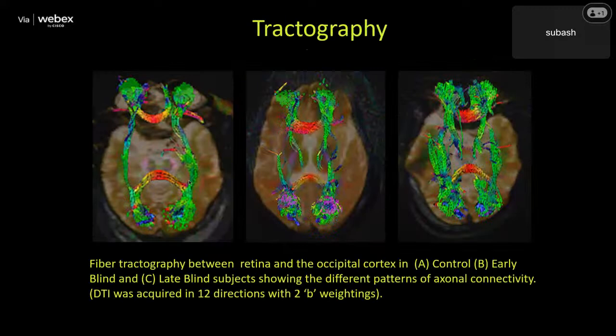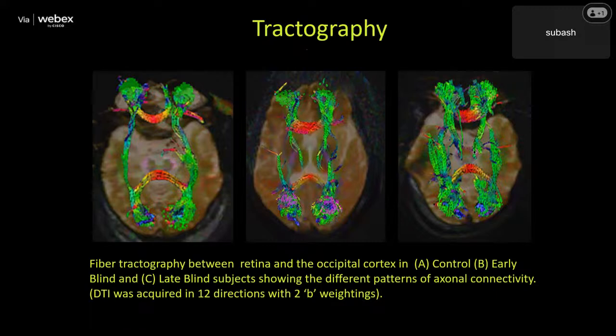So this is tractography. This is a normal brain, a normal person, and you can see these fibers are intact in both the hemispheres, from the eyeball to the occipital cortex. You can see here, this is a person who is blind from birth. You can see these fibers have never connected, and this person is blind from birth. You can see there's no connection between the two fibers; this is a disjoint of fibers in this region.